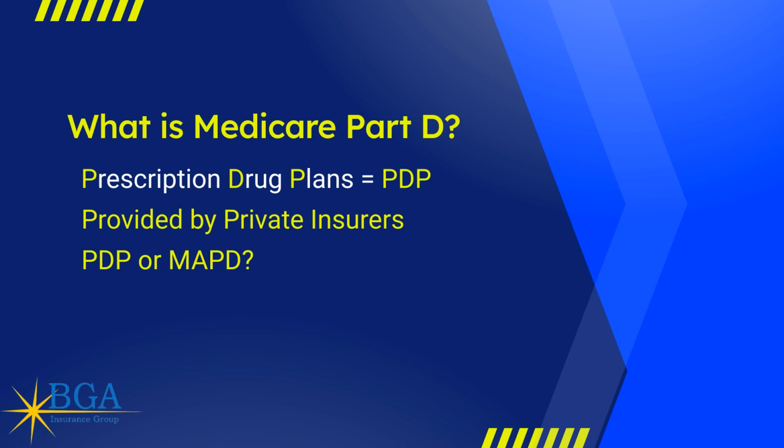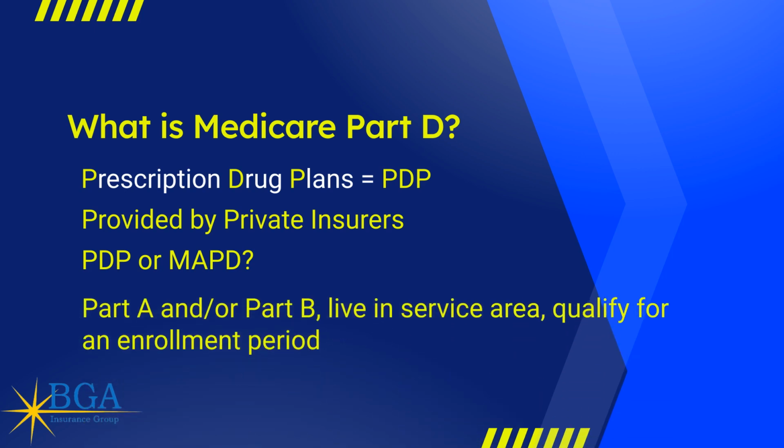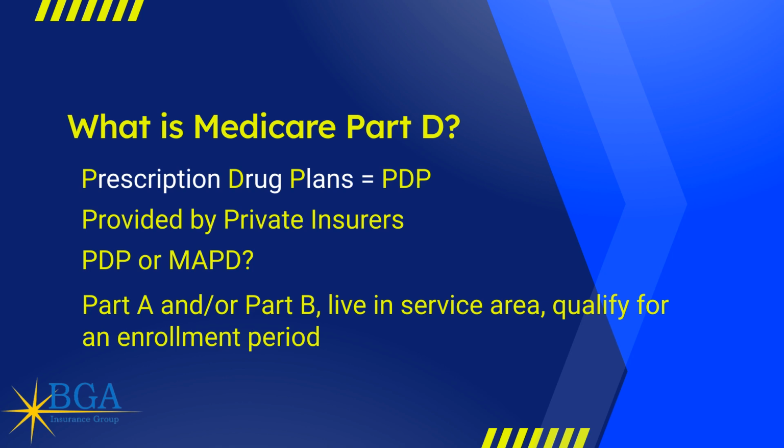For a client to enroll in Part D, they must meet the following requirements. They must have Part A and/or Part B. They also must live in the plan service area. Last but not least, the client must qualify for an enrollment period. Part D plan service areas are usually by state, and clients may have upwards of 30 plans to choose from. So what makes each plan different, and why might a client want one plan over another? Let's find out.